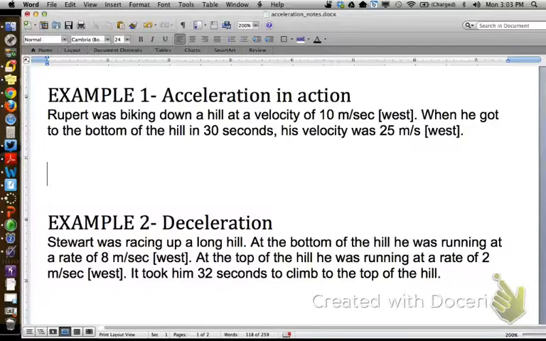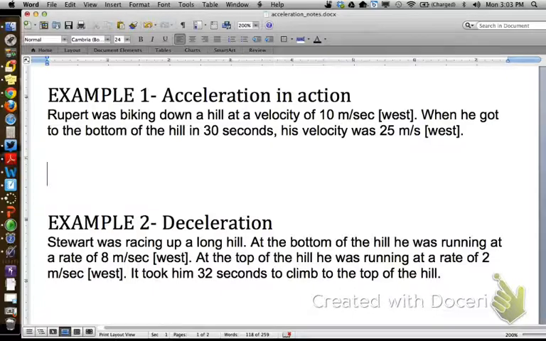So here are your notes. It's the bottom half of your note sheet, and we're going to read the problem together. We're going to find the parts, and then we are going to solve for acceleration. So Rupert was biking down a hill at a velocity of 10 meters per second west. When he got to the bottom of the hill in 30 seconds, his velocity was 25 meters per second west. We need to calculate his acceleration.